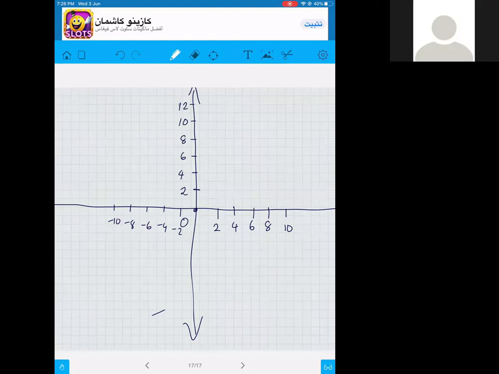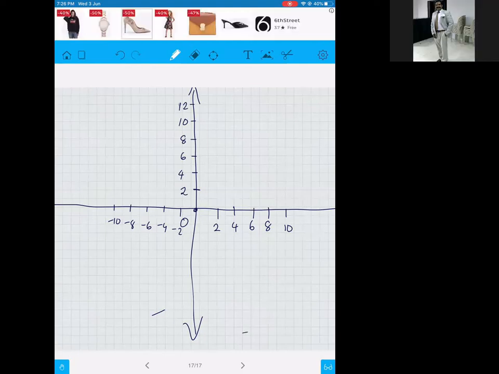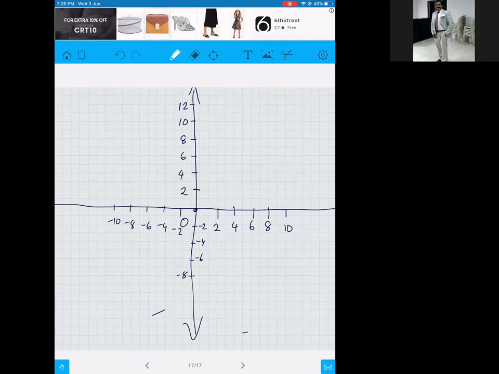So 2, 4, 6, 8, 10, 12. And this is minus 2. This is minus 4. Minus 6. Minus 8. Minus 10. Minus 12. Okay. Now we need to substitute all these values.